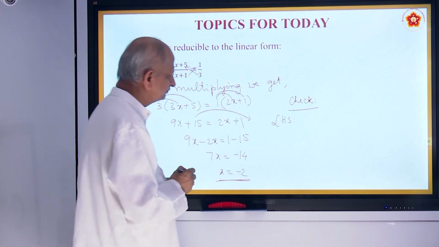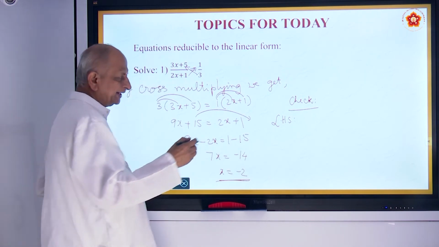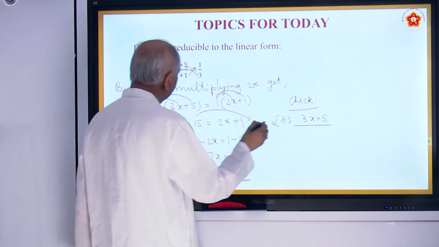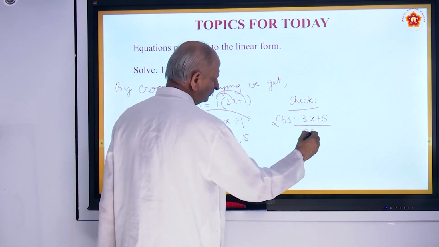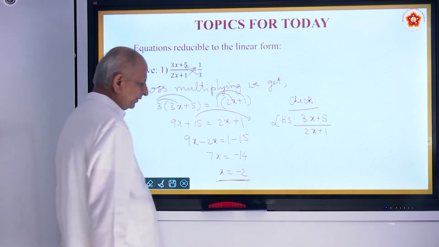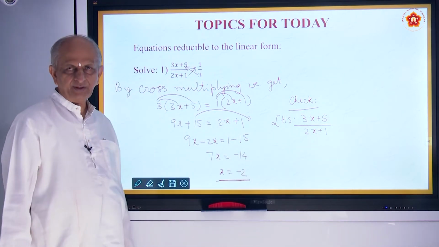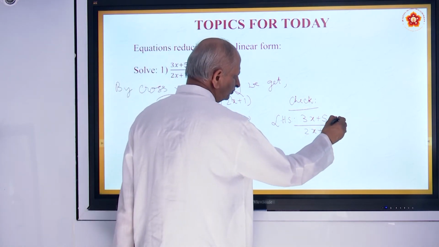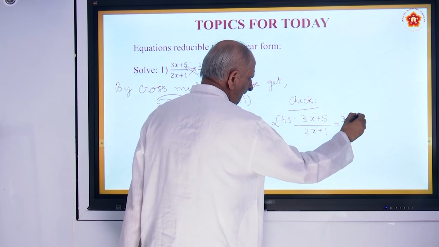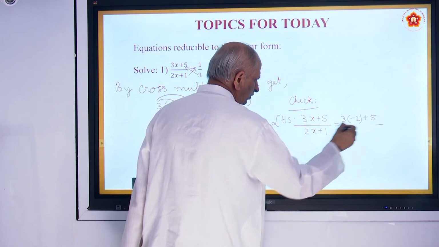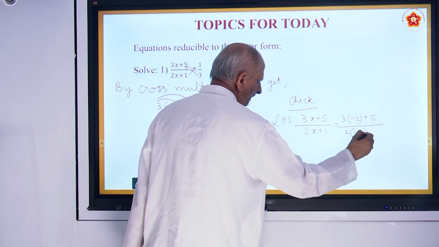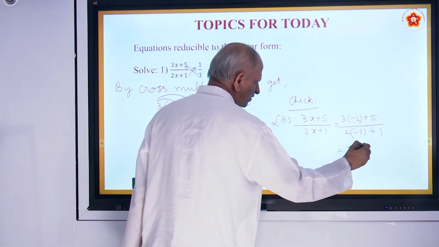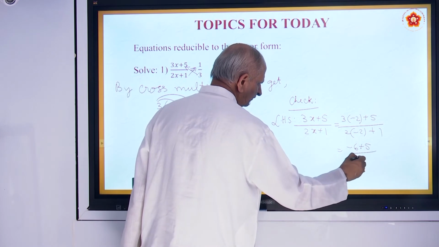What is left hand side? 3x plus 5 by 2x plus 1. What is the value of x? x is equal to minus 2. So you have 3 into minus 2 plus 5 divided by 2 into minus 2 plus 1. You have minus 6 plus 5 by minus 4 plus 1.